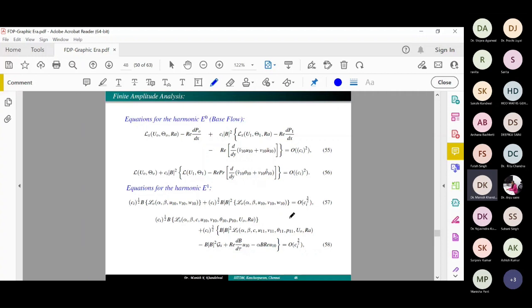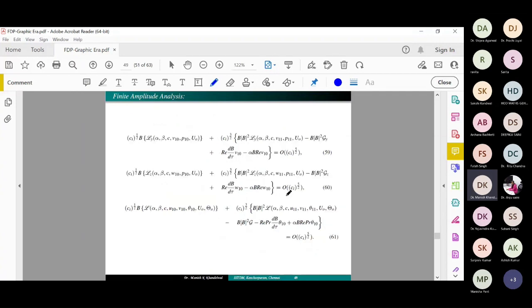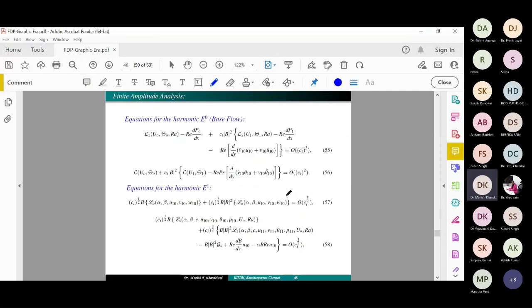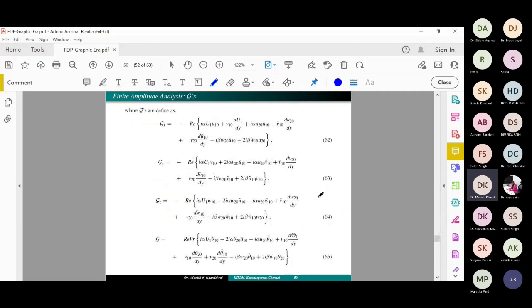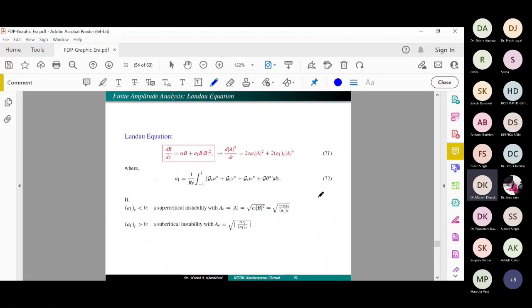and develop different equations using the different harmonic interactions. The calculation is a little bit tricky, but those who do perturbation analysis in mathematics can do it easily. So these equations form a very interesting thing, the Landau equations. That is the main core part of the non-linear stability analysis. B is the amplitude, converted into the physical amplitude in these equations.